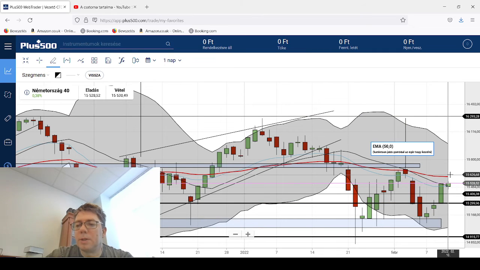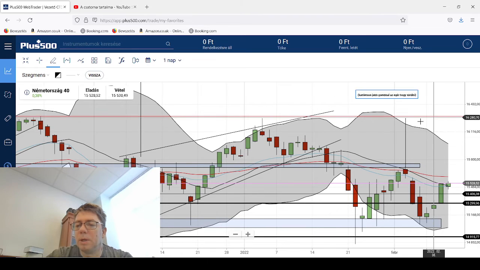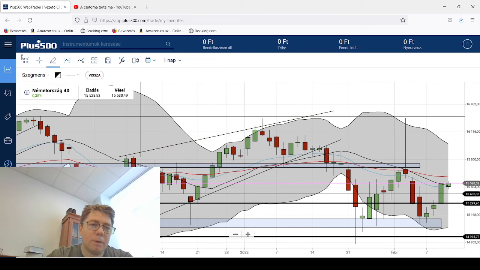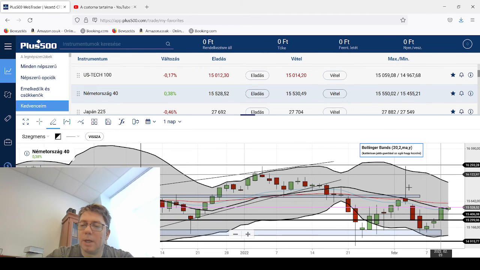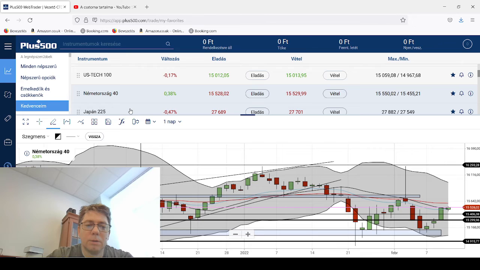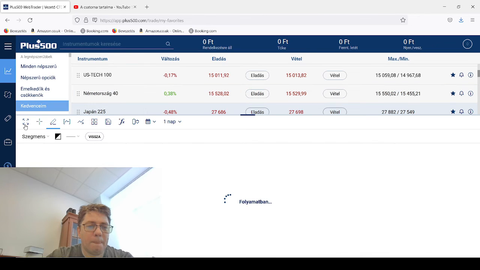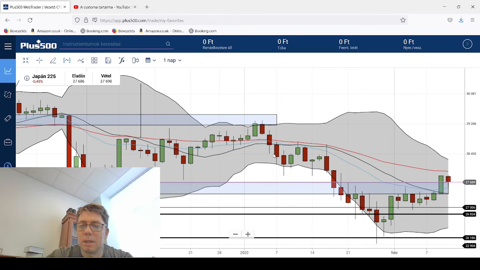But right now, it seems to me that it's very possible that we are going to go to the previous all-time high, 16,300-ish levels, a little bit below there. So, very interesting. But we need to get above the neckline, of course, in order for this to play out. Let's go over to Japan. That's Nikkei, the Japanese index.